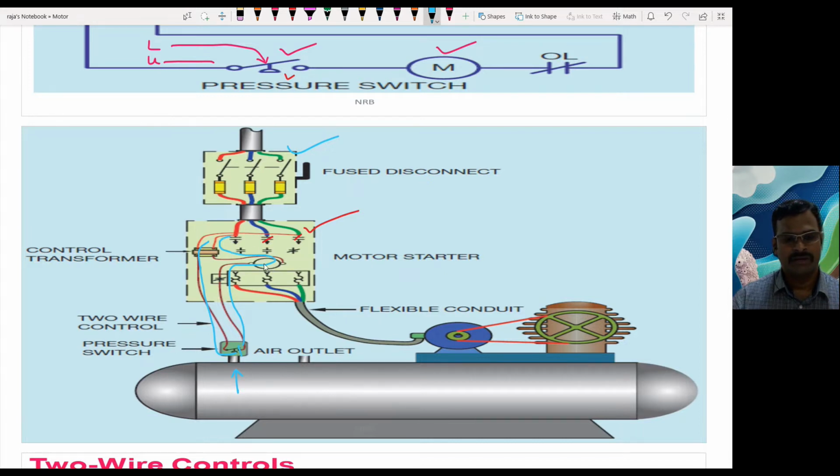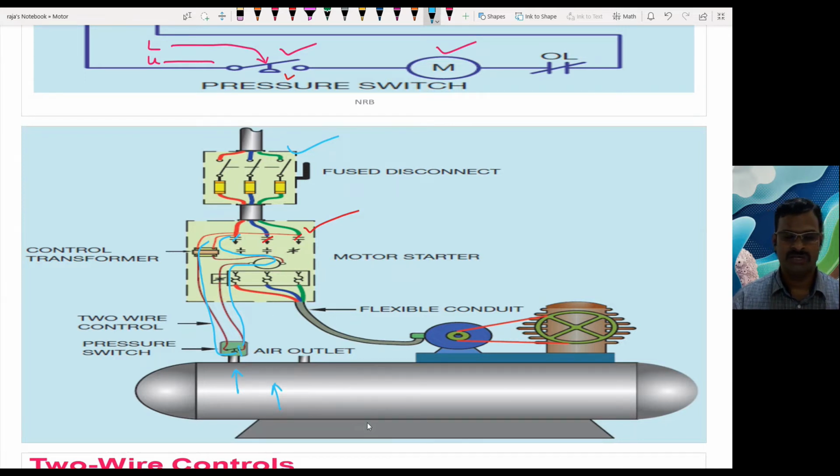When the main contactor coil is energized, the contacts close, so the power supply is given to the motor. The motor runs, the compressor produces compressed air, and you have pressure in the reservoir. Because of this, the pressure slowly increases. When it reaches a certain point, the pressure switch opens the circuit.